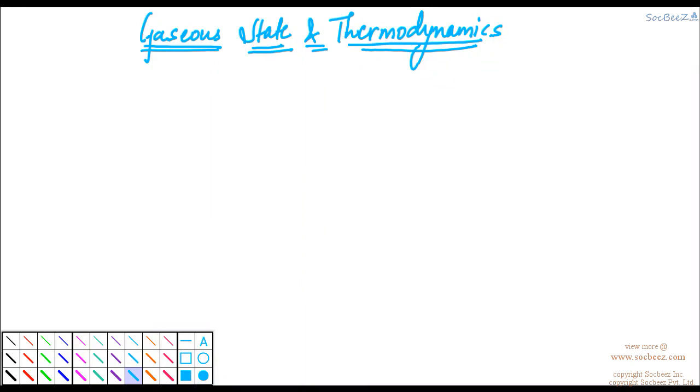Hello everyone, we were doing the chapter Gaseous State and Thermodynamics. We have discussed all the concepts that are there in this chapter, and we were discussing some questions based on PV diagram in the previous lecture. In this lecture we will do some miscellaneous types of questions that would use all the concepts that you have learned till now, and we will learn one or two new concepts through questions only.